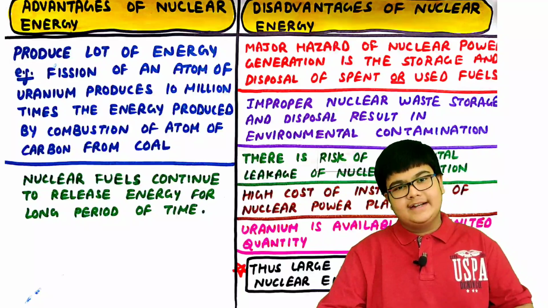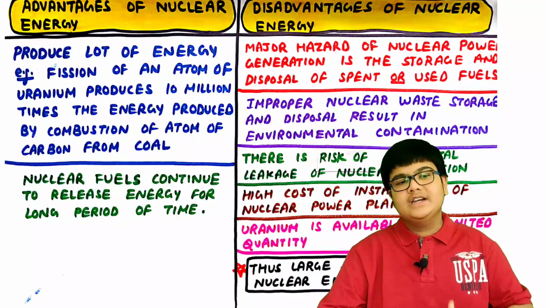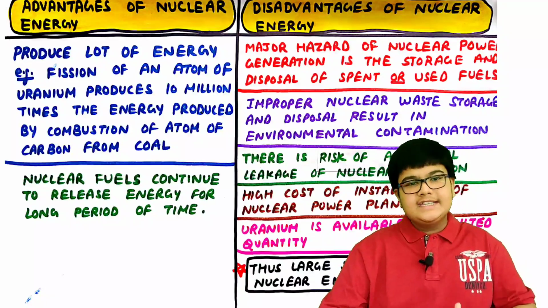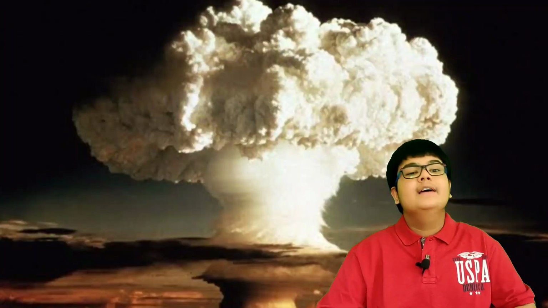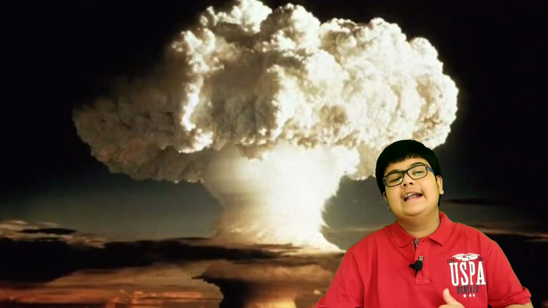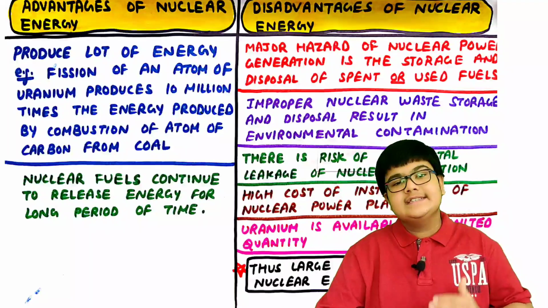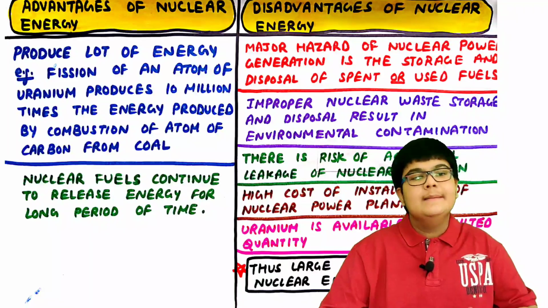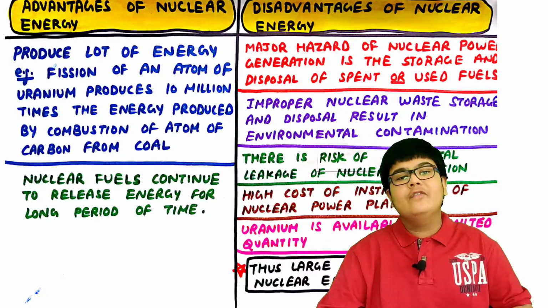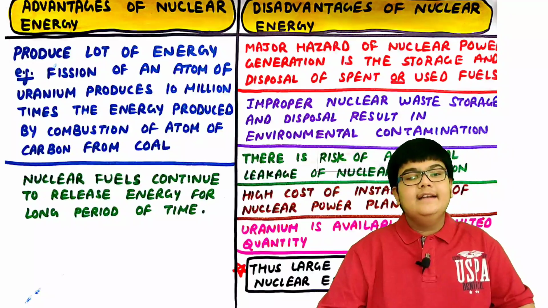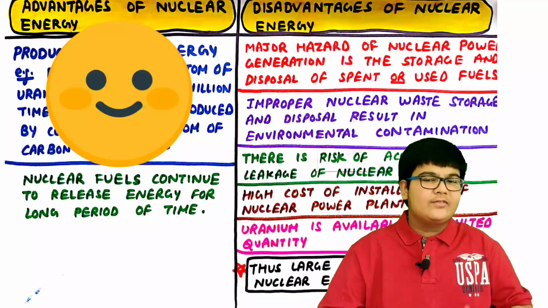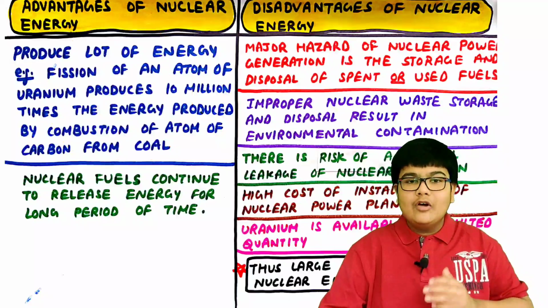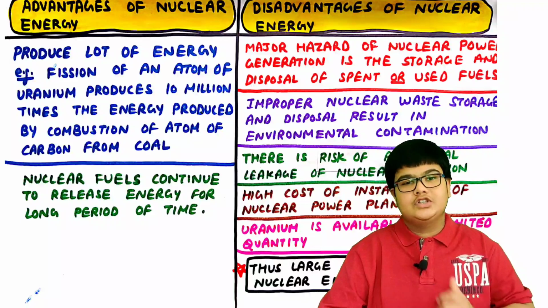Now, let us see the advantages and disadvantages of nuclear energy. So, the advantages of nuclear energy are that it produces a lot of energy. For example, the fission of an atom of uranium produces 10 million times the energy produced by combustion of an atom of carbon. Second, nuclear fuels continue to release energy for a long period of time. Now let us see the disadvantages of nuclear energy.